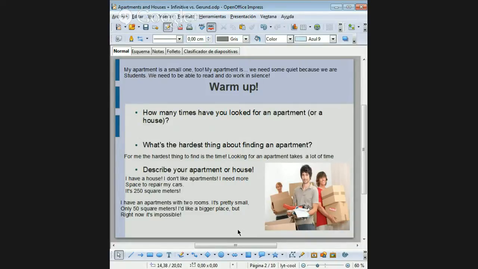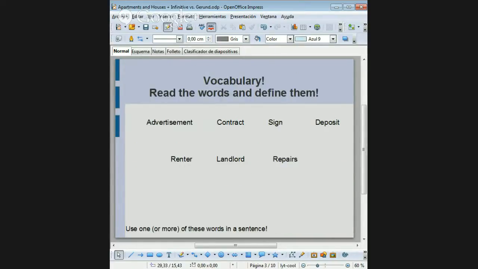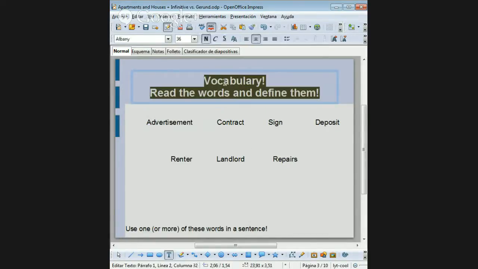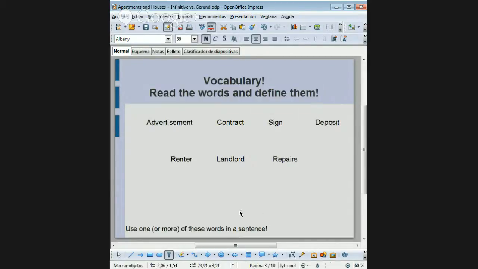And awesome. Let's move on to the next page. And let's have Wisla. Can you read the title? Vocabulary. Read the words and define them. Good. Really nice job. And Oscar, can you read the first 4 words?